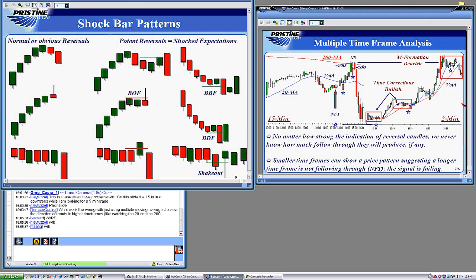Then look, with a turning point, and we can manage it from the smaller time frame that we enter it on.